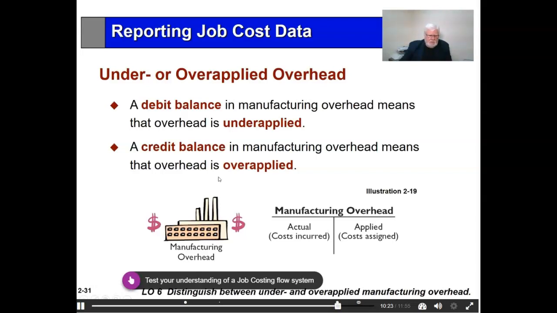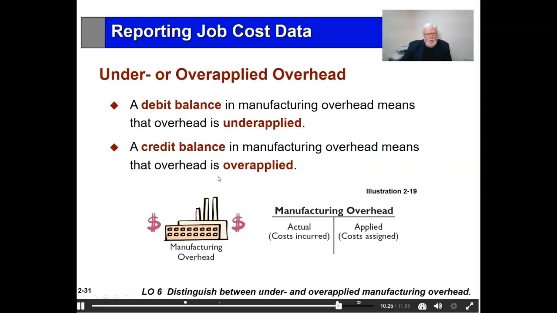Study those PowerPoints. Now, one more thing. As I incurred manufacturing overhead, I debited manufacturing overhead, the actual amount. But when I applied it to the jobs, I credited manufacturing overhead. So at the end of the year, I either have more actual than I had applied or more applied than I had actual. It's not likely that I would be right on.